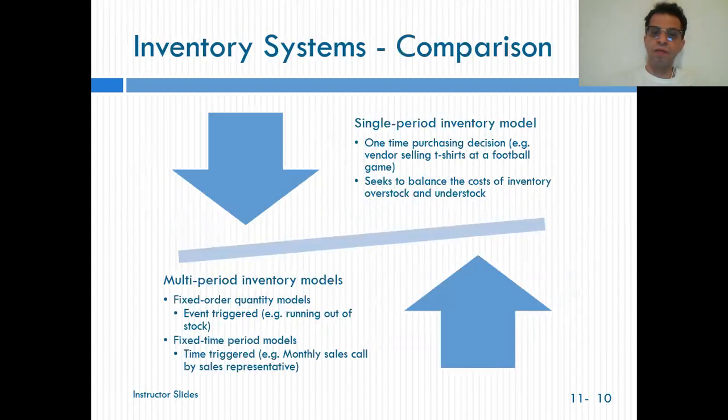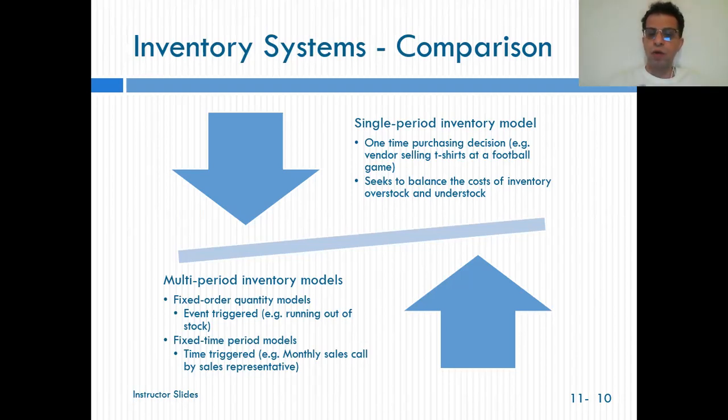Now, in the inventory system comparison, you have a single period inventory model and a multi-period inventory model. The single period inventory model is a one-time purchasing decision. For example, vendors selling t-shirts at a football game. There is an event, you buy an amount, and it seeks to balance the cost of inventory overstock and understock. You don't want to buy too many t-shirts, and you don't want to buy too few, because it's event based.